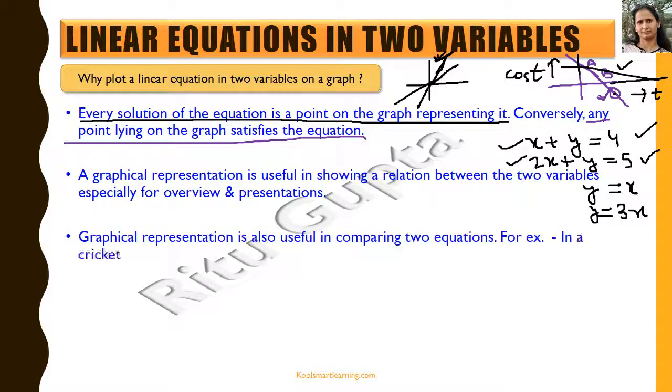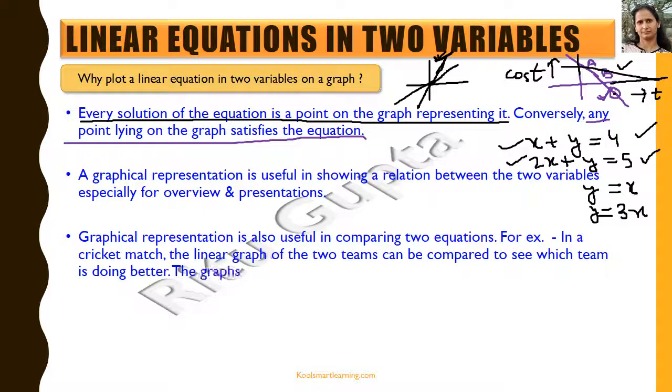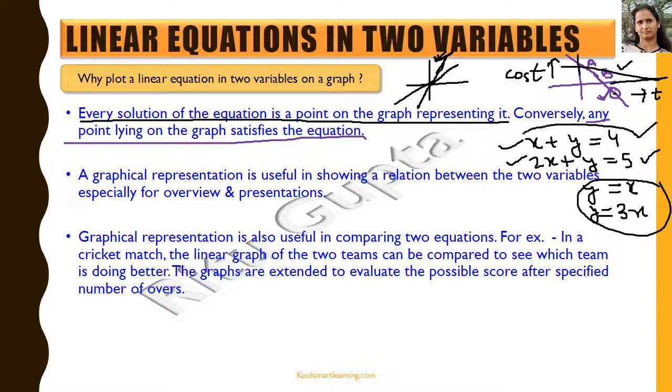Graphical representation is also useful when you want to compare two equations, as I just mentioned in the above cases. In both of these cases that we discussed, where we have x plus y equal to 4 and 2x plus y equal to 5, or these two equations where we have y equal to x and y equal to 3x, it becomes more useful when we want to compare the two.